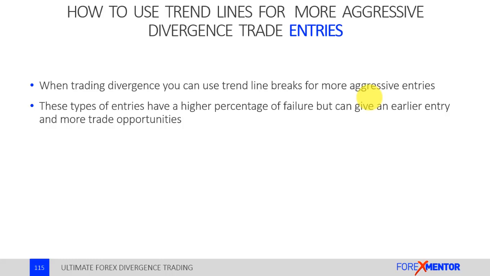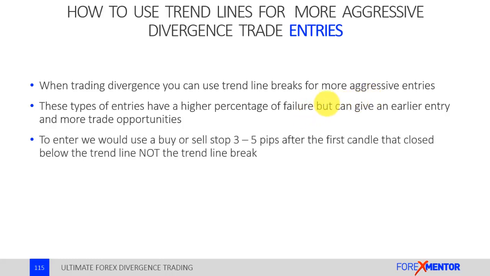Maybe we only get a 38% Fibonacci retracement instead of a 50 to 62%. So using this type of entry can be a bit more aggressive, but it can get you into more divergence trades if that's what you're looking to do. To enter, we would use a buy or sell stop 3 to 5 pips after the first candle that closed below the trend line, not the trend line break.